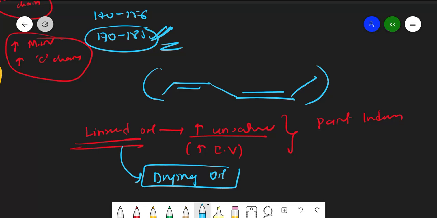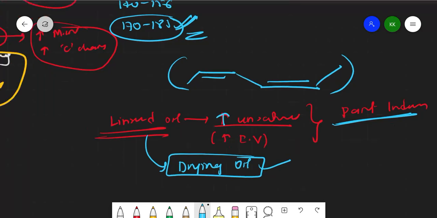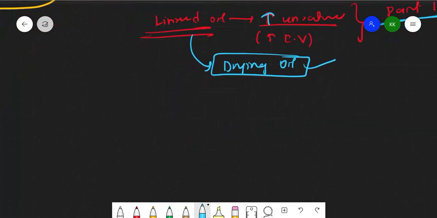So this is the application. From these parameters we can see so many applications. We use this in paint as a drying oil, because it has greater unsaturation, so we always use linseed oil in the paint industry. About drying oil, everything I will explain in the next video, where you will get a clear idea of it. So this is about my iodine value.